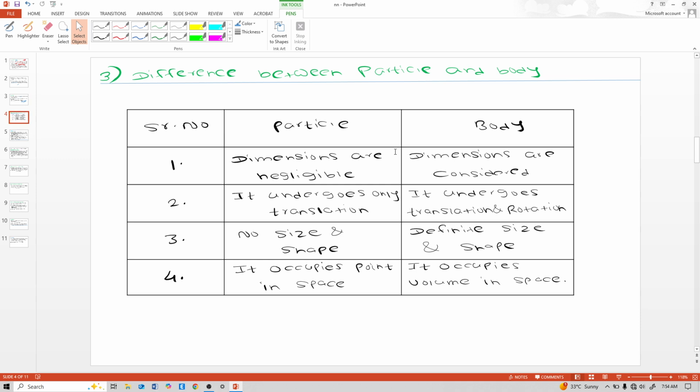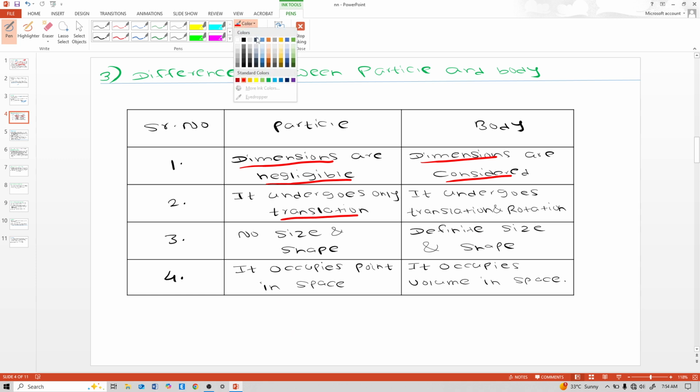So what is the difference between particle and body? A particle doesn't have dimensions. That means dimensions are negligible in a particle, and in a body dimensions are considered. The second point is, a particle undergoes translation only. A particle doesn't have rotation when force acts on it. A particle only has translation. So what is translation?